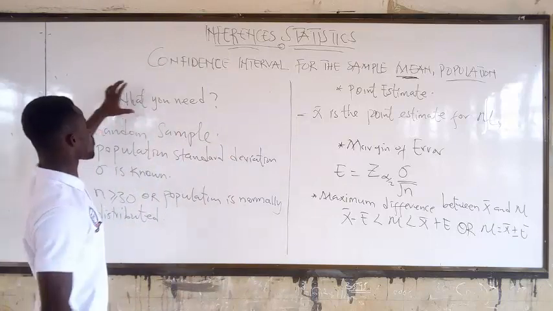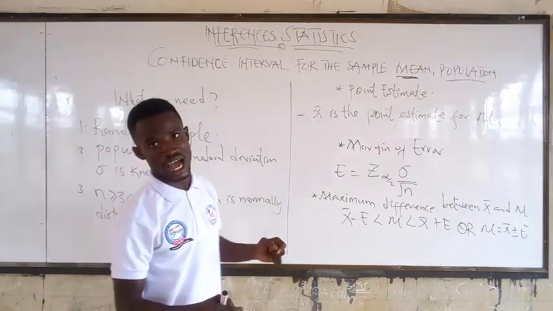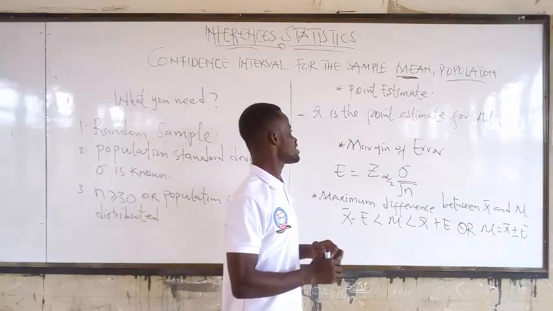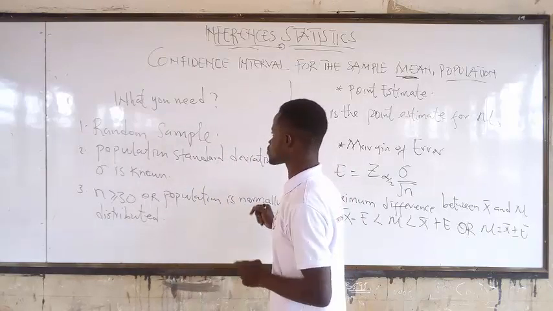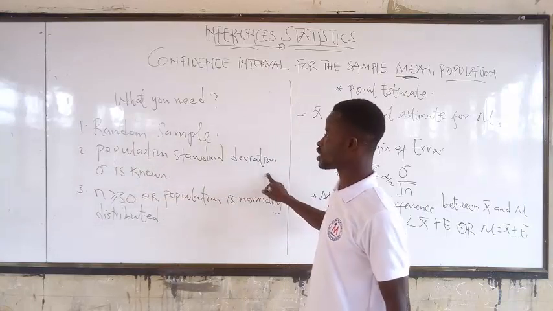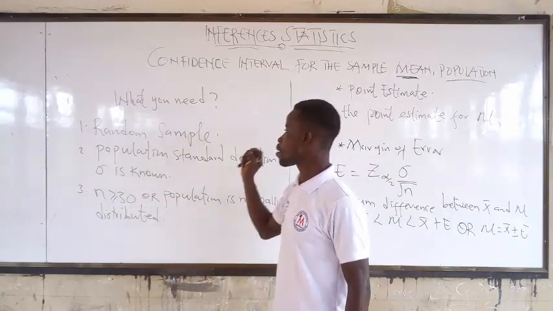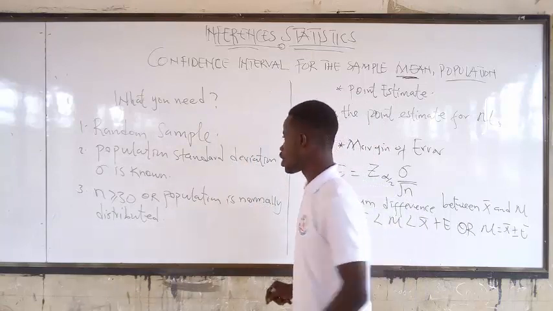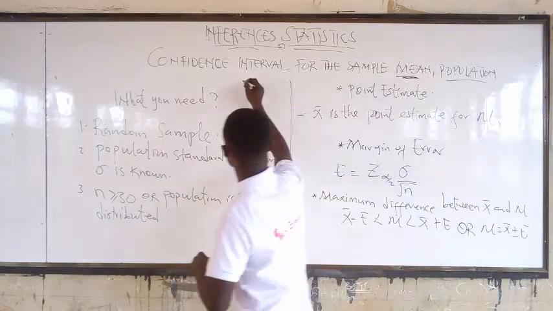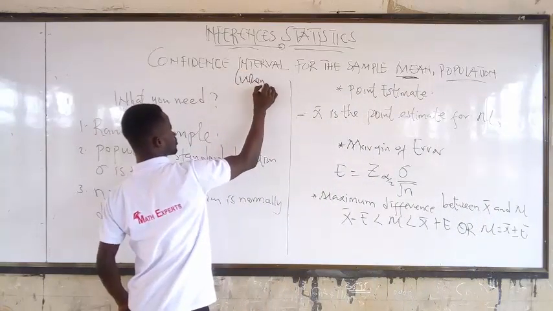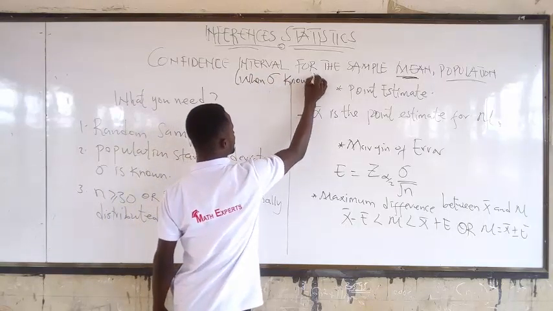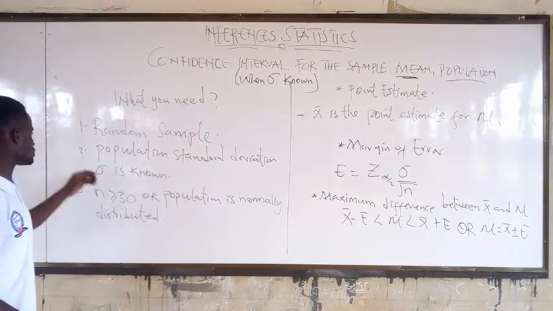So now what you need here is the mean. The mean is also in two ways. It's whether the population standard deviation is known, or the population standard deviation is not known. When this is known, alright, so now let's move on.